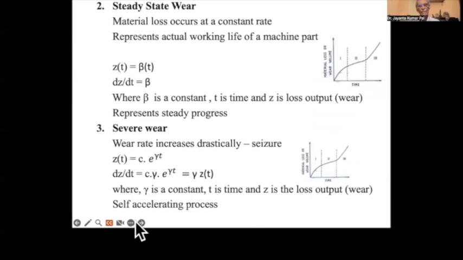Once that is completed, then we go to the next stage, which is steady state wear. That is the second stage. Now this is a stage where machine parts wear at a very constant rate. It wears, but at a very constant rate and small amount. So here we can represent the wear z again as a function of t, as beta times t, beta being a constant.